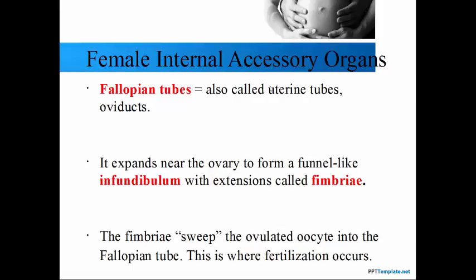And at the edge of the infundibulum are finger-like extensions called fimbriae. And these fimbriae are responsible for sweeping up the secondary oocyte to be guided toward the inside of the fallopian tube. And it's important because the fallopian tube is where fertilization actually occurs. Not inside the uterus, but in the fallopian tube.